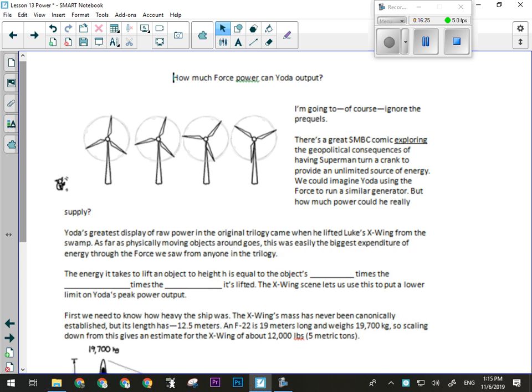And then that would be free energy because it doesn't cost Yoda anything to use the Force, except that it does because we saw that when Luke tried to lift the X-wing, he was tired after. So maybe it does. We don't know. But anyway, it's just a theoretical exercise about something that doesn't really exist. But that's okay.